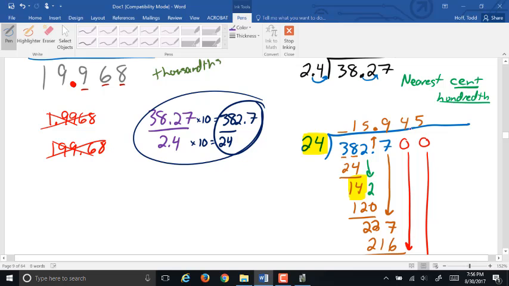All I care about is what's up here right now. Even though I was only going to the hundredths, I had to go 1 digit past to tell me how to round. That 5 tells me that this is not going to stay 15.94. It has to be rounded to 15.95. Because this next digit was a 5 or larger, we have to round this last one up.